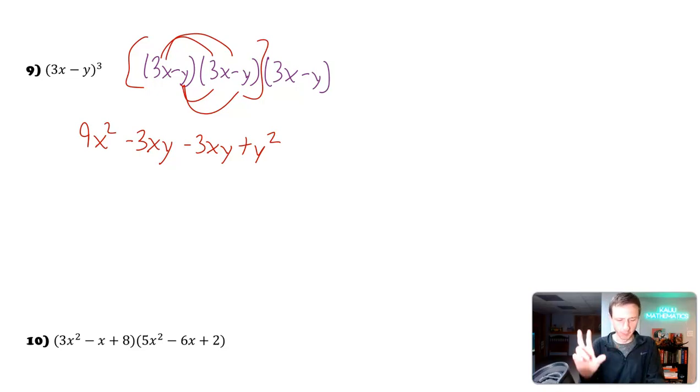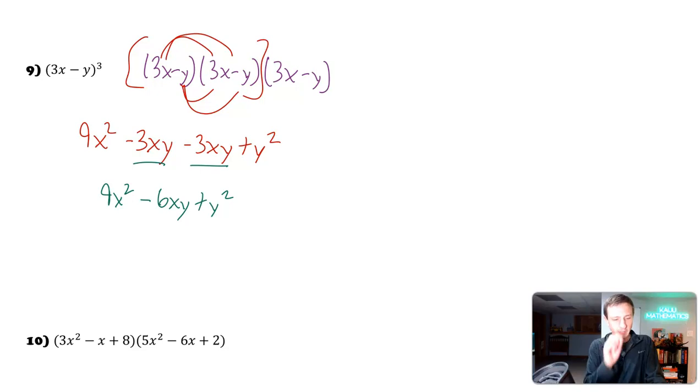Now combine like terms before you multiply by the 3x minus y again. That makes it a smaller polynomial, so we don't have as many terms to multiply. So 9x squared, negative 3xy minus 3xy is negative 6xy, plus y squared. And then this whole term needs to be multiplied by the 3x minus y. So this became 9x squared minus 6xy plus y squared, that first pair of binomials. Now it needs to be multiplied by 3x minus y.